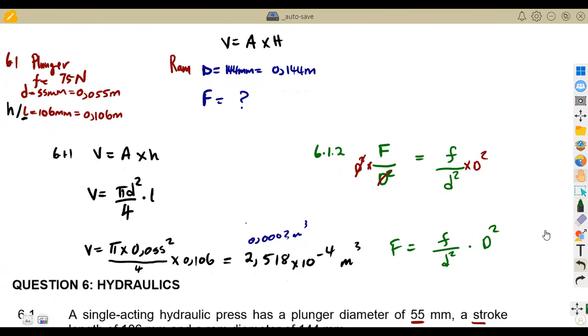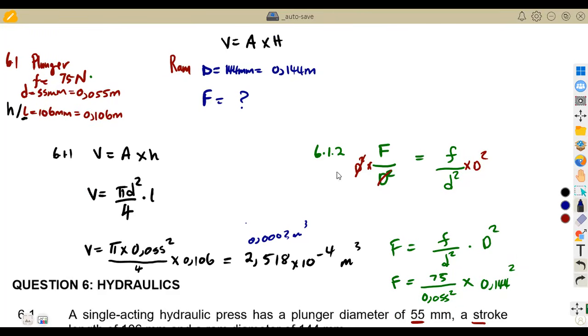All right, so we have everything in this case. We're just going to simply substitute the force on the ram, which is 75. So this will be 75 over d squared from the ram, this small letter d, like I said, for the ram. So it's going to be 0.055 squared times the diameter from the plunger, the smaller one, then the capital letter D from the ram in this case, which is 0.144 squared.